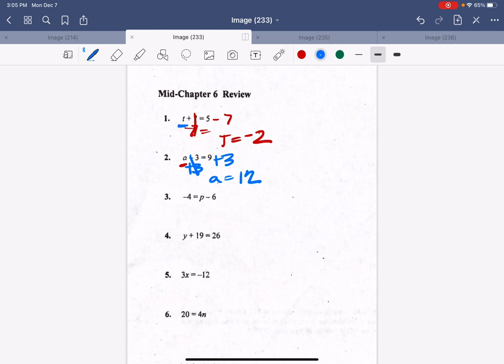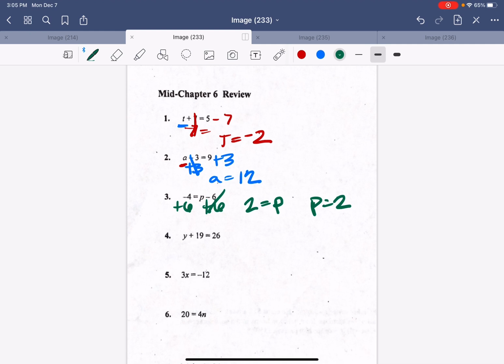Okay, next one, number 3. So on this one, again, I've got to get p by itself, so I'm going to add 6 to this side to get rid of that. And then I need to add 6 over here. So then positive 6 - 4 would be 2. So 2 = p, or you could say p = 2 on that one.